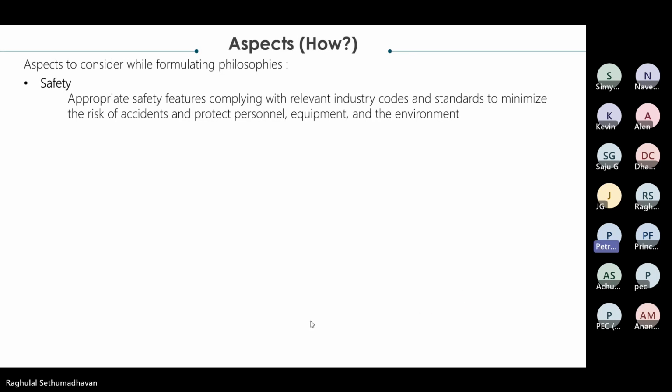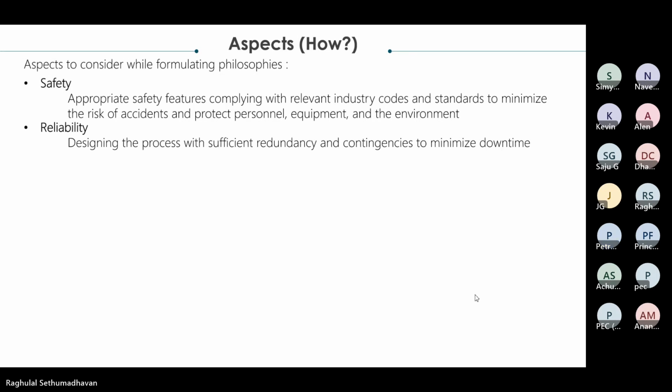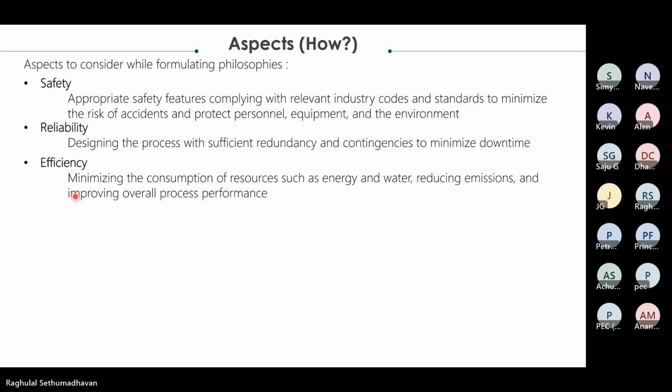Okay, so next one is reliability. When we are designing a plant, this is another aspect we need to check. The plant should be designed to run without any downtime, that is, should be redundant. So next one is efficiency. As a process engineer, one ideology you all should keep in mind by all means is that we should efficiently utilize resources, whether it be water, energy, or improvement in overall efficiency. We should keep that in mind.